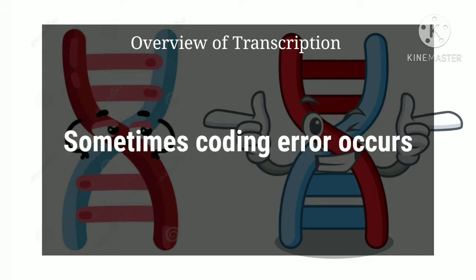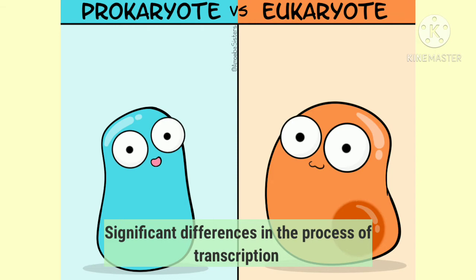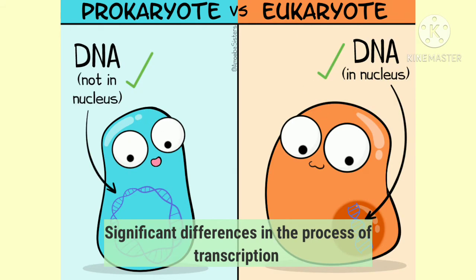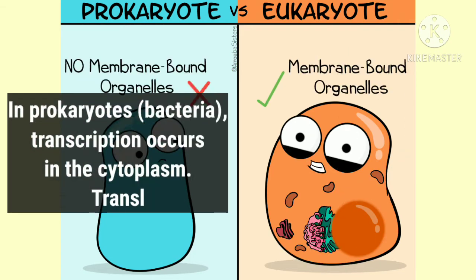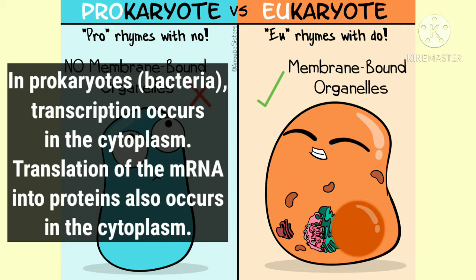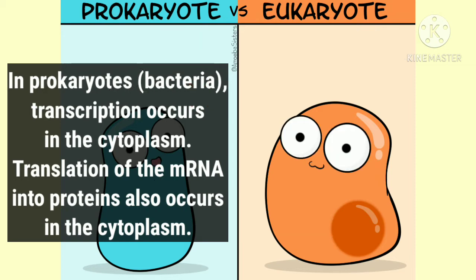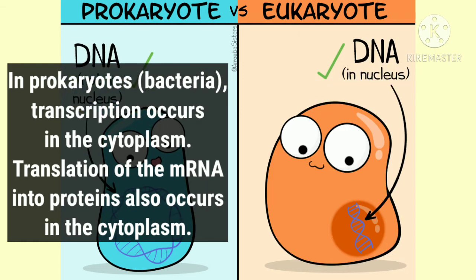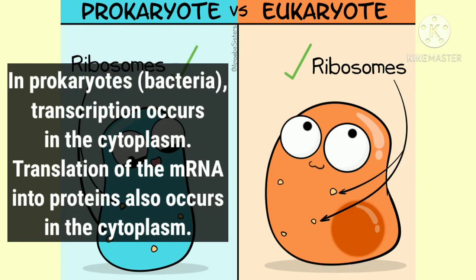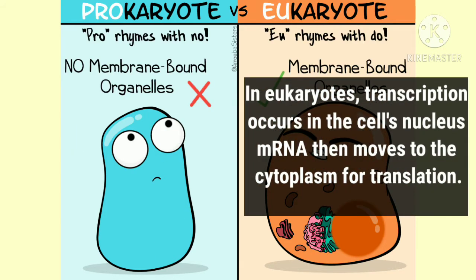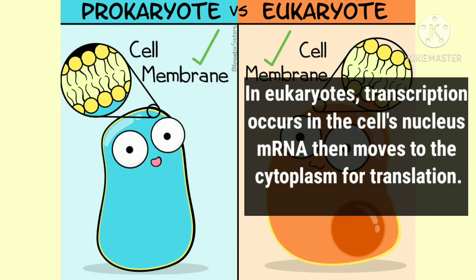Sometimes coding errors occur. There are significant differences in the process of transcription in prokaryotes and eukaryotes. In prokaryotes, bacteria, transcription occurs in the cytoplasm. Translation of the mRNA into proteins also occurs in the cytoplasm. In eukaryotes, transcription occurs in the cell's nucleus. mRNA then moves to the cytoplasm for translation.